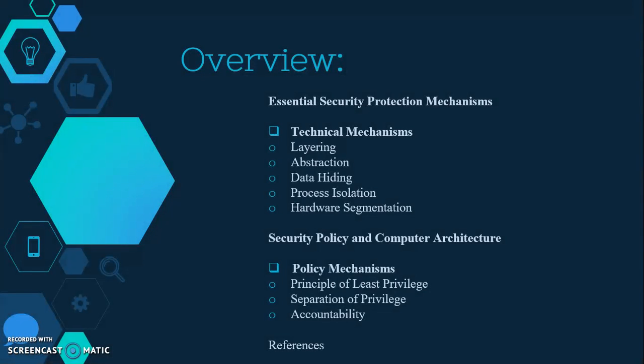Here's our overview. We will be talking about two sections in particular: the essential security protection mechanisms and security policy and computer architecture. In the first, we will cover the topics of technical mechanisms, layering, abstraction, data hiding, process isolation, hardware segmentation, and in the second, we will cover the topics of policy mechanisms, principle of least privilege, separation of privilege, and accountability, and we will end with our references.